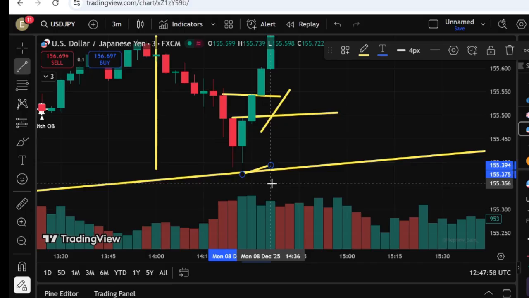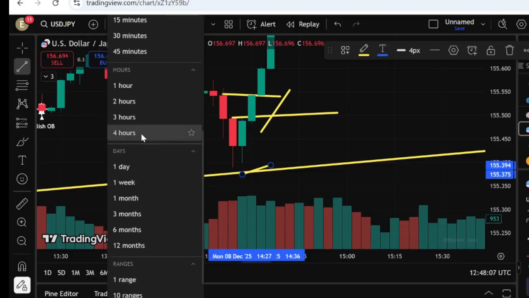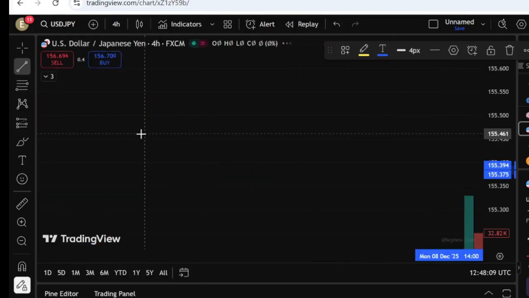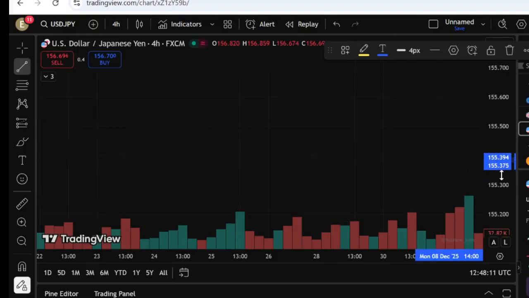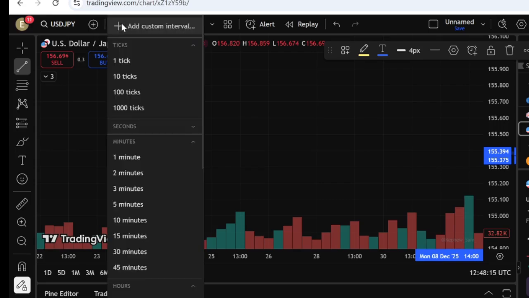By the way, we track this from a 4 hours, but we pull it down to even 3 minutes to see how it plays out. Because everything that you're seeing on a 4 hours is the same thing that is being displayed when it's pulled down to a smaller time frame.